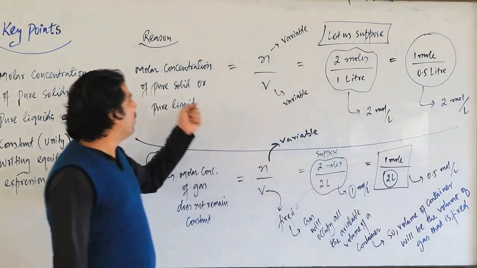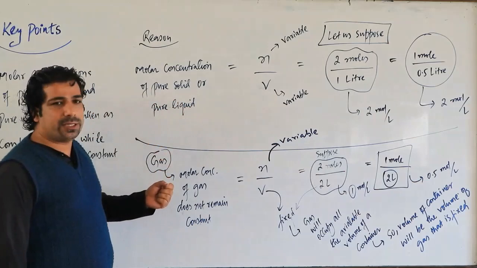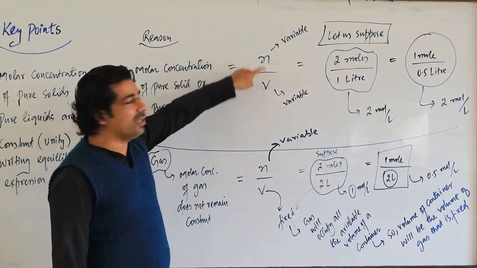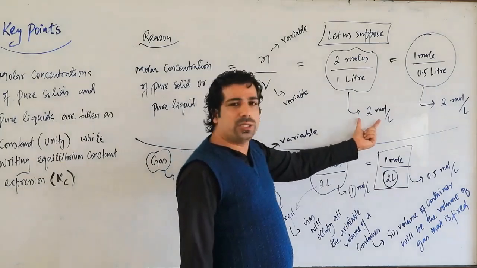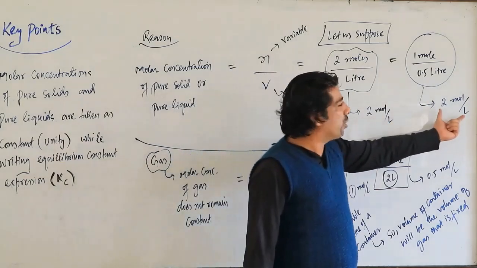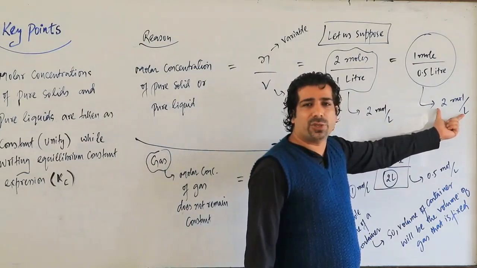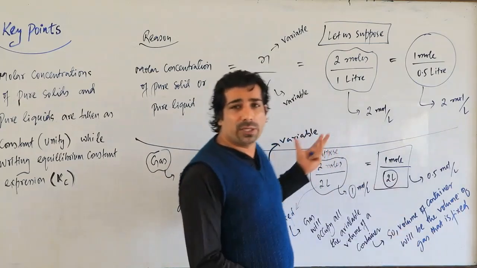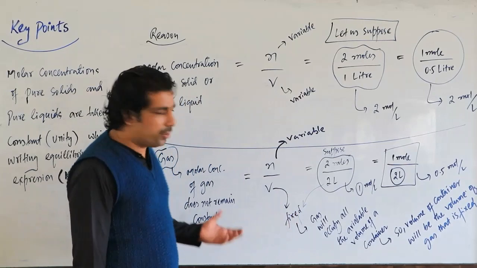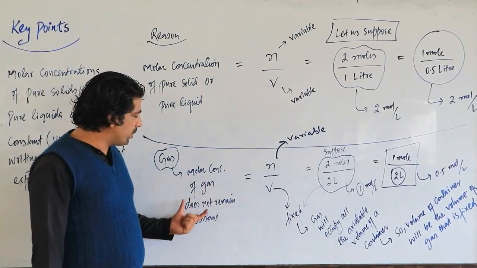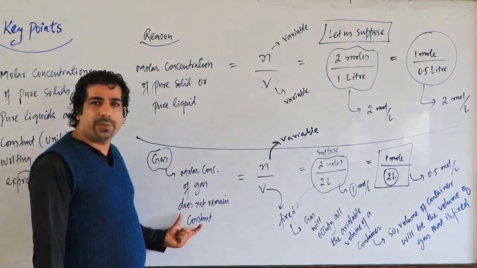But in case of pure solids or pure liquids, both things were variable, n and V both were variable. So I got here 2 moles per liter, and here also I got 2 moles per liter as the molar concentration. So the molar concentration of pure solids and pure liquids is constant here. Just, guys, you look here, the molar concentration of a gas does not remain constant.